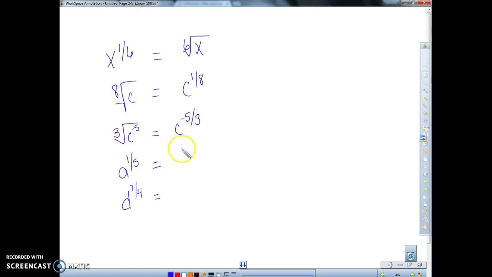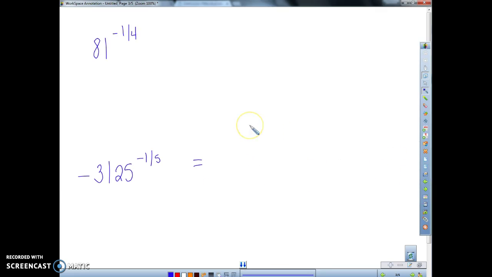a to the 1/5 is the same thing as the 5th root of a. And then d to the 7/4 is the same thing as the 4th root of d to the 7th. The next one, 81 to the -1/4. Well, first of all, we're going to try it in your calculator, and I know that's how you'll do it most of the time, put it in your calculator and get the answer, but I need you to know how it works in your calculator as well.